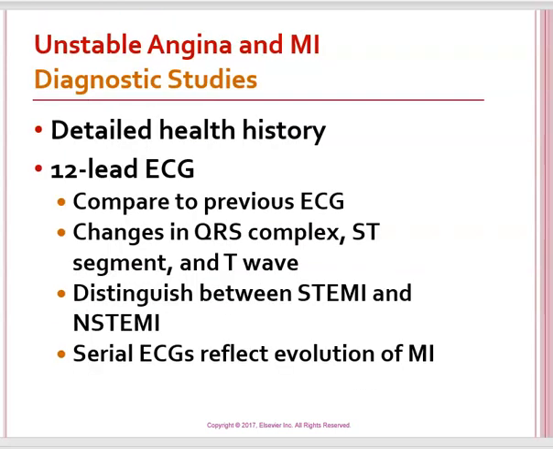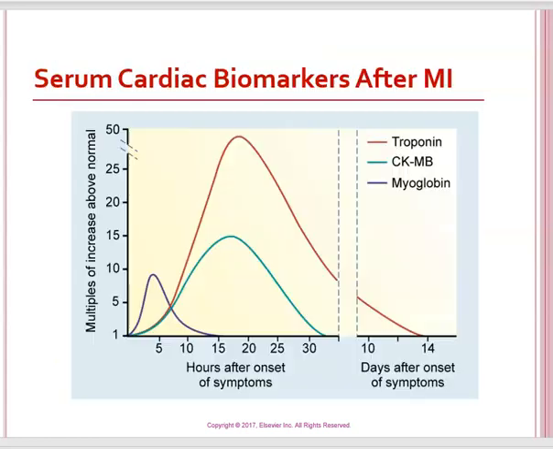So how do we diagnose unstable angina and MI? Their health history. Get your 12-lead EKG and compare it to previous ones. Make sure you're checking to see are there changes in the QRS complex. Look at the ST elevation. Look at the T-wave inversion. Distinguish between a STEMI and a non-STEMI. They will not have just one EKG. They will have serial ones to see, is this MI getting worse? Is it going to become a global MI?